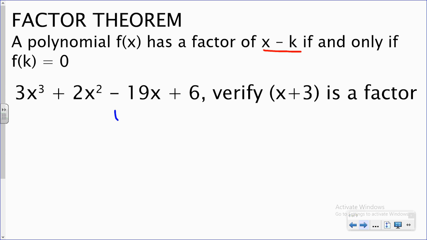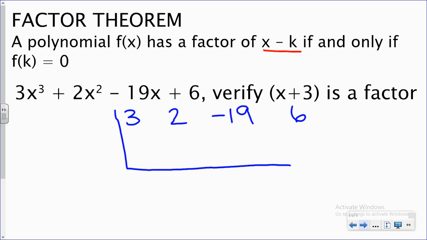All right, so I'm going to give you 60 seconds to perform synthetic division. Colby, what number goes right here? -3. X minus k, our k would be -3. I'll give you 60 seconds to perform synthetic division.